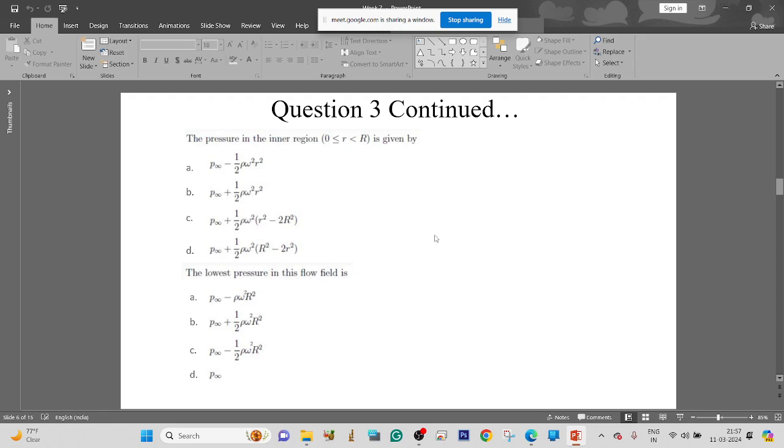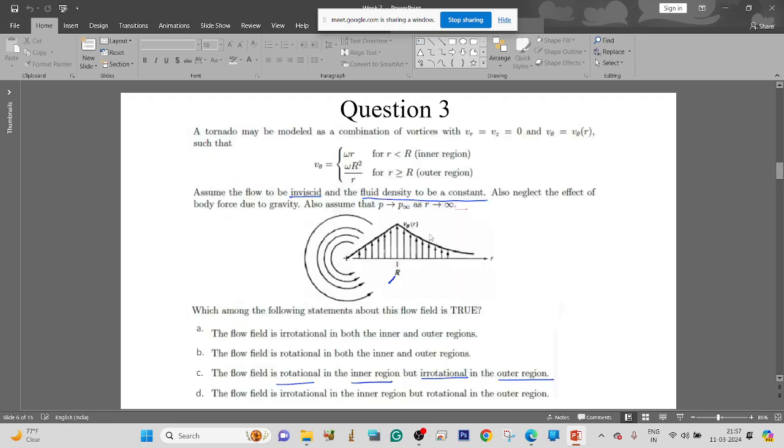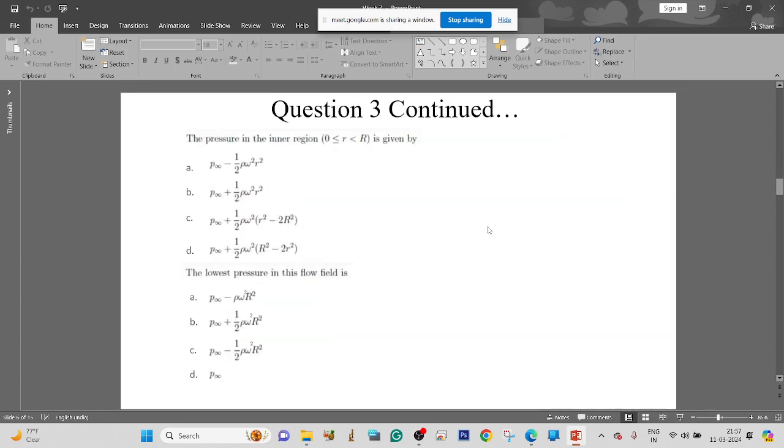It's already given here that at r tends to infinity, p is equal to p infinity. So we are using this boundary condition. If we apply this, then p infinity will come out to be c1. So we'll put the c1 here, and we get p is equal to p infinity minus rho omega square R to the power 4 by 2 r square. So this is the pressure field for the outer region.